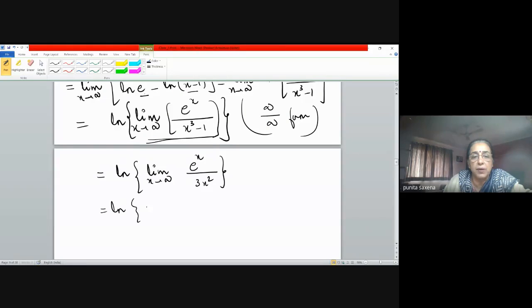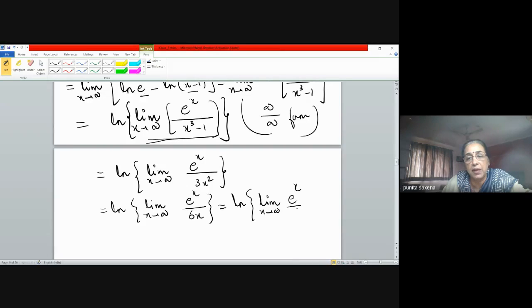So we apply again limit x tending to infinity e to the power x upon 6x, which is again an infinity. So you can keep on applying till you reach a conclusion, as I said. Okay. Limit x tending to infinity e to the power x upon 6. Okay. Now I have a constant either in the numerator or in the denominator. So in this case, I have it in the denominator.